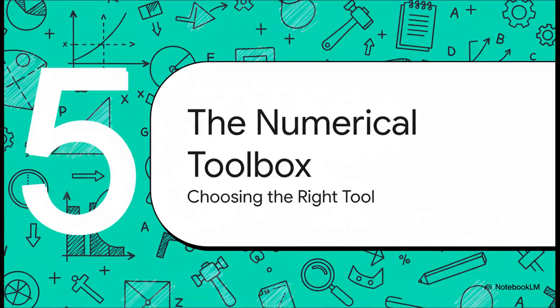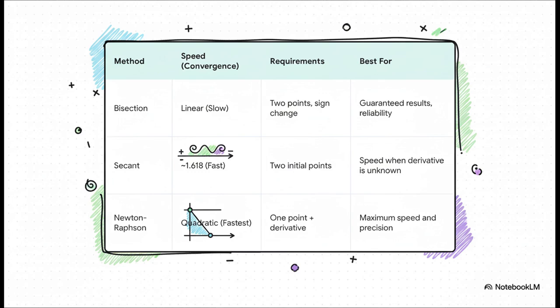So we've looked at 3 totally different ways to solve these problems. It's best to think of them as different tools in a numerical toolbox, right? I mean, you wouldn't use a hammer to turn a screw, and you wouldn't always reach for Newton-Raphson either. This little table sums it up perfectly.